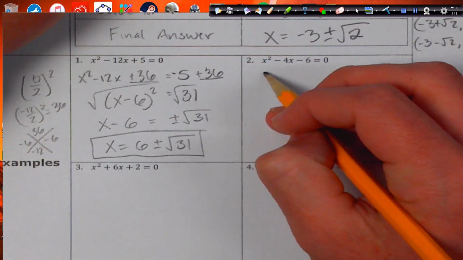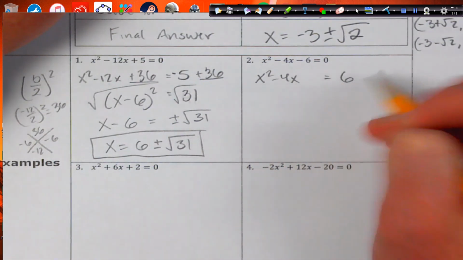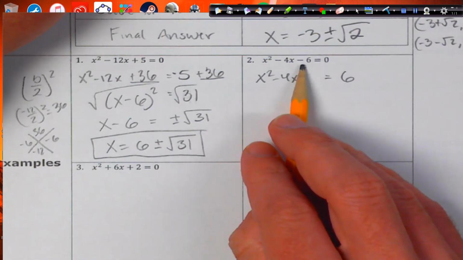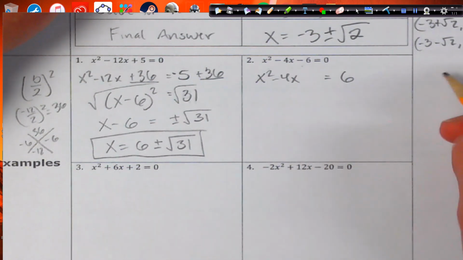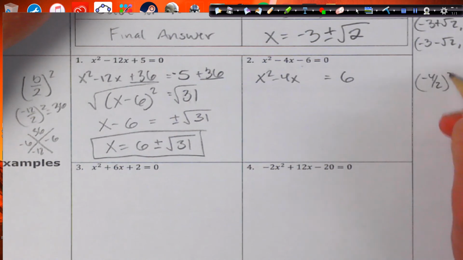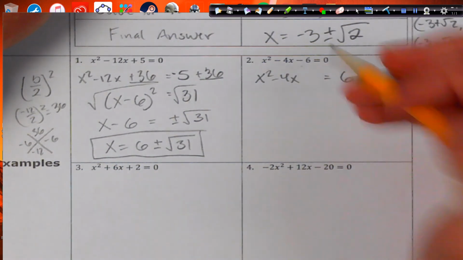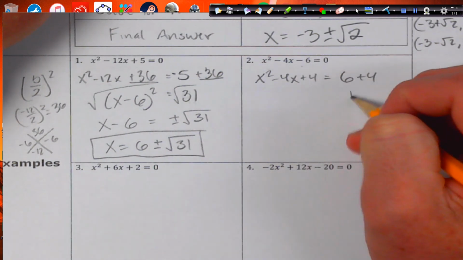Add the 6 over. And the only reason why I'm adding the 6 over is because there's nothing that's going to make negative 6 and add to negative 4. So I'm going to take our b, so negative 4 divided by 2 and square it. That's going to become positive 4. Add that to both sides, and we get 10.